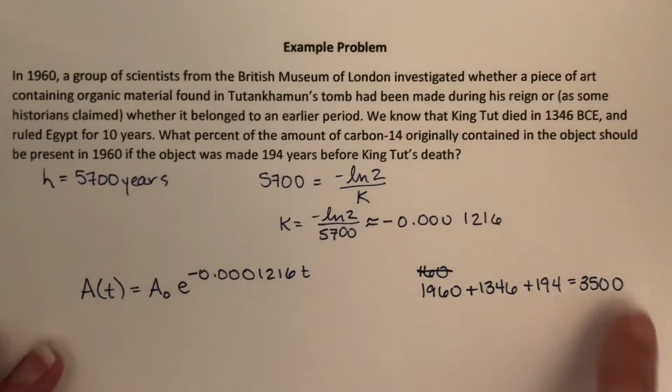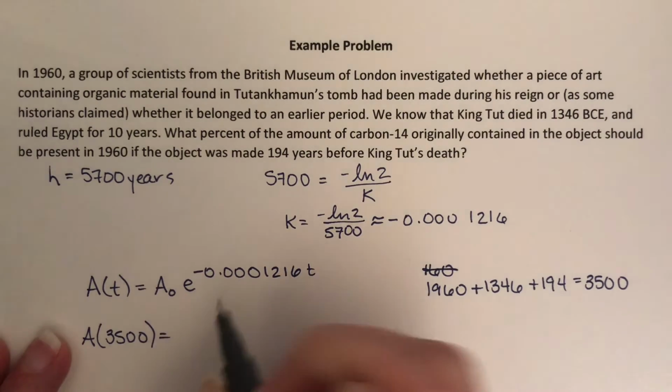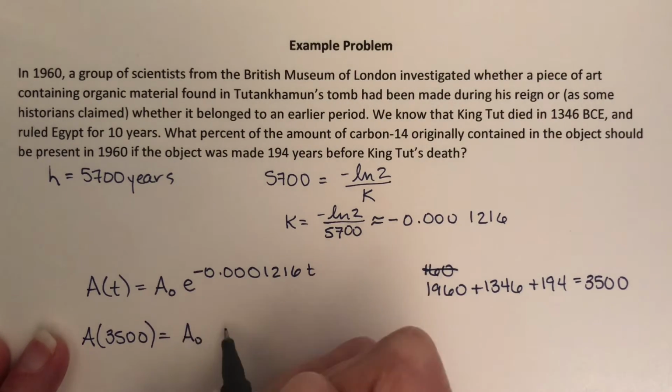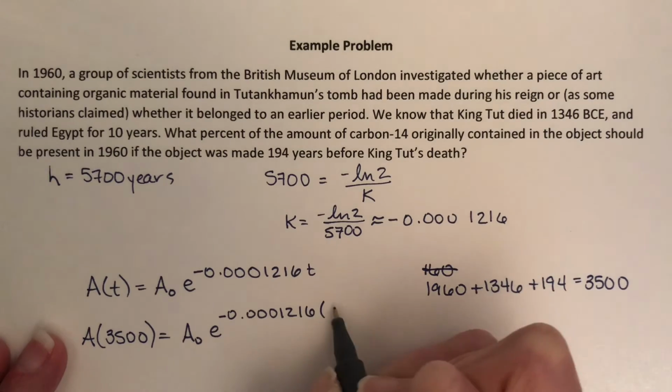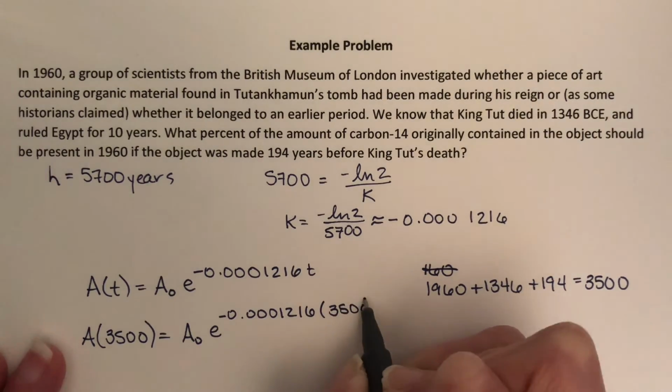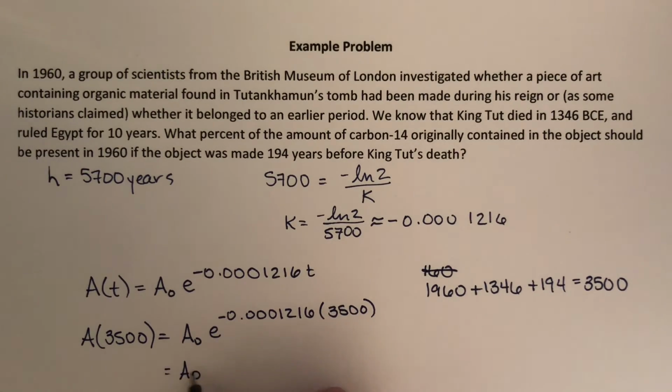So I'm going to plug this in. A of 3,500 is equal to A naught times e to the negative 0.00011216 times 3,500, which is A naught times e to the negative 0.4256.